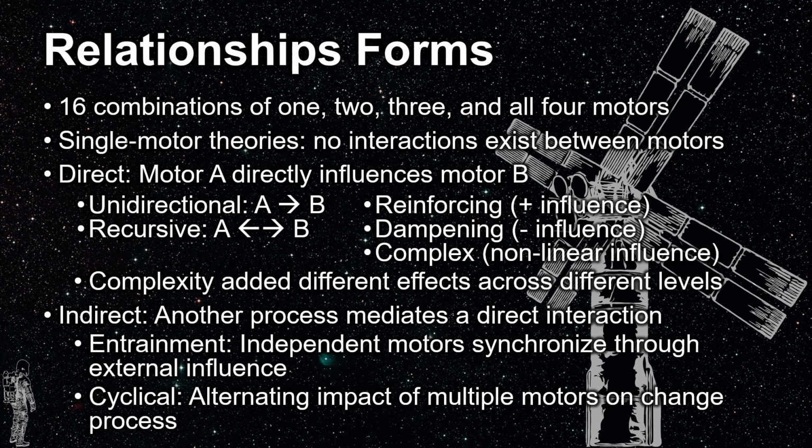Complexity is added to these relationship forms if the same motor has different effects on other motors across different levels of analysis. Indirect relationships are formed when another process mediates what would otherwise be a direct interaction. Types of indirect relationships include entrainment, where two motors on the same or different levels are operating independently but begin to operate in a coordinated fashion due to some external input or influence. And another type of indirect relationship is cyclical, where the impact of multiple motors alternate in having an impact on the change process.